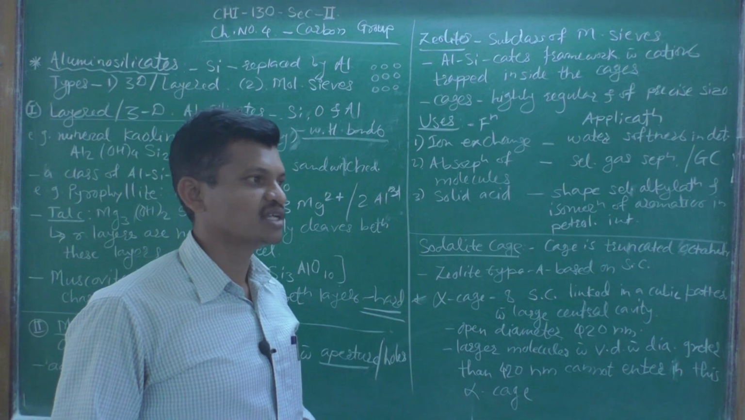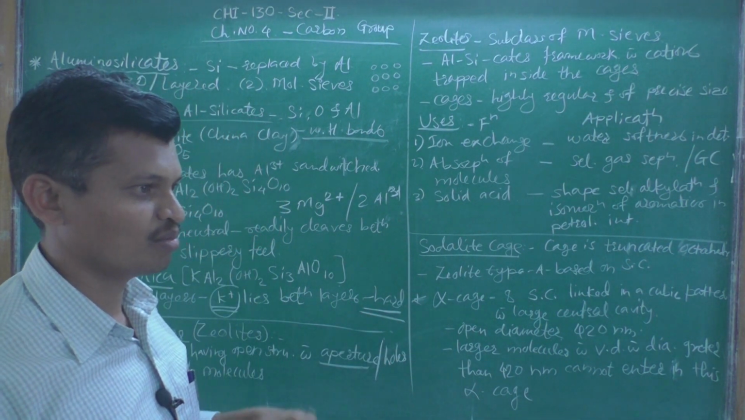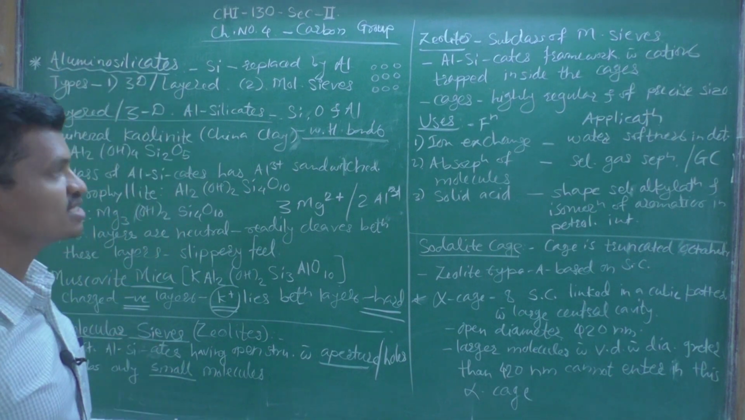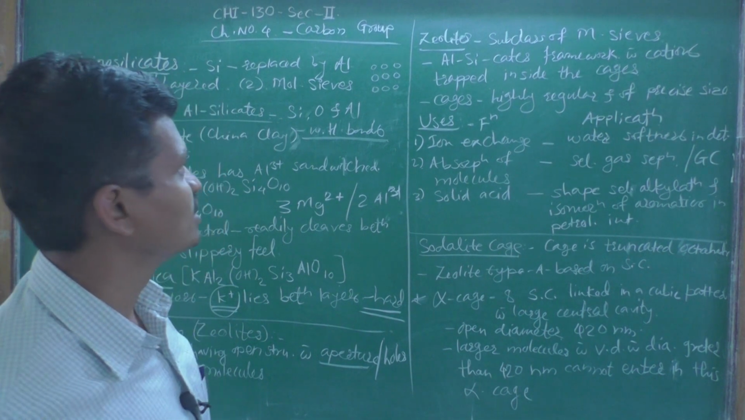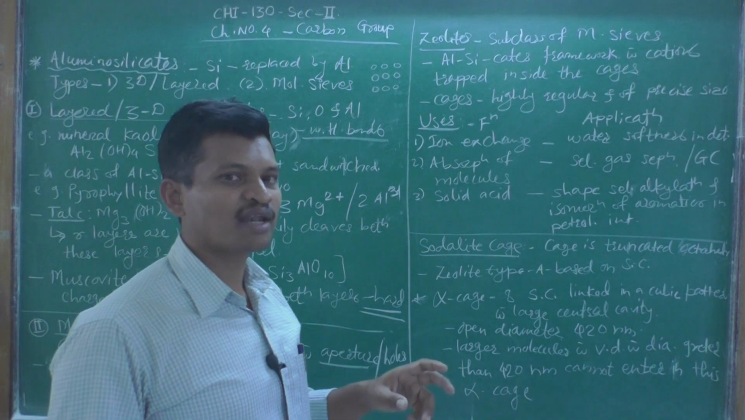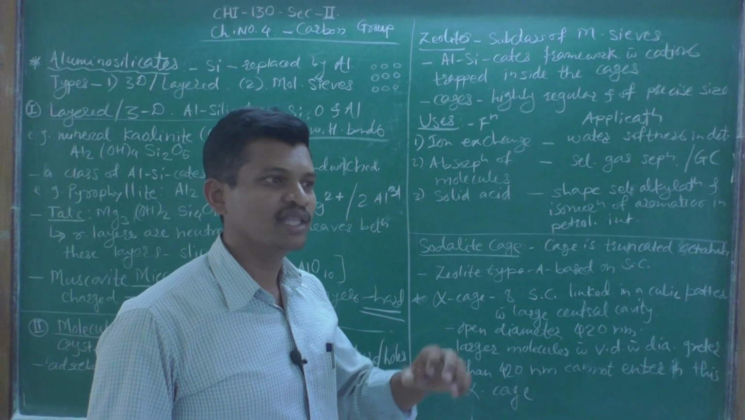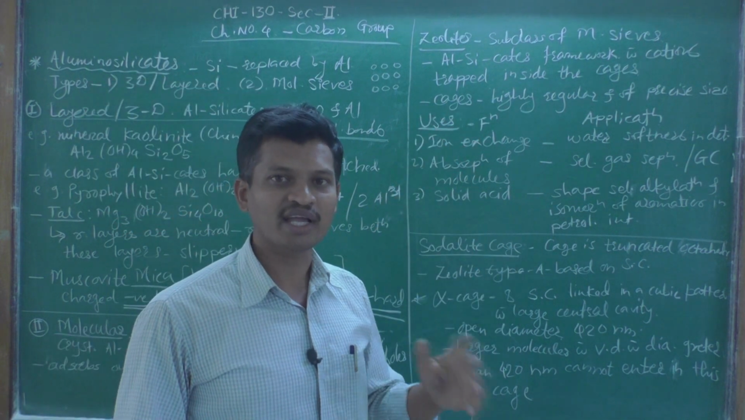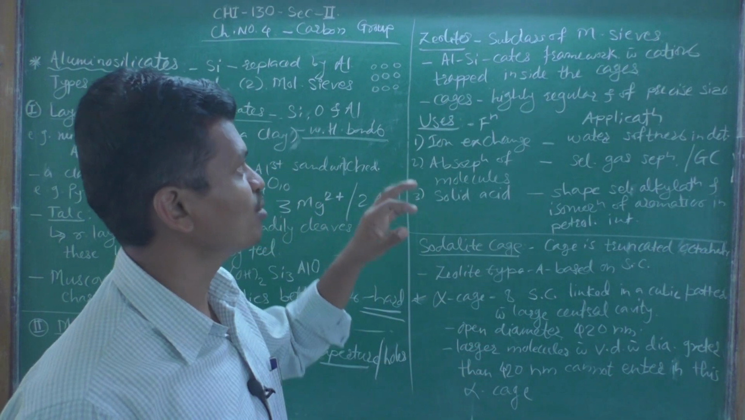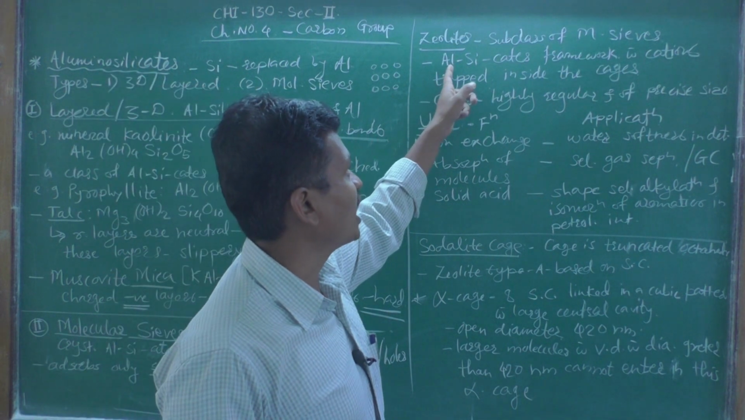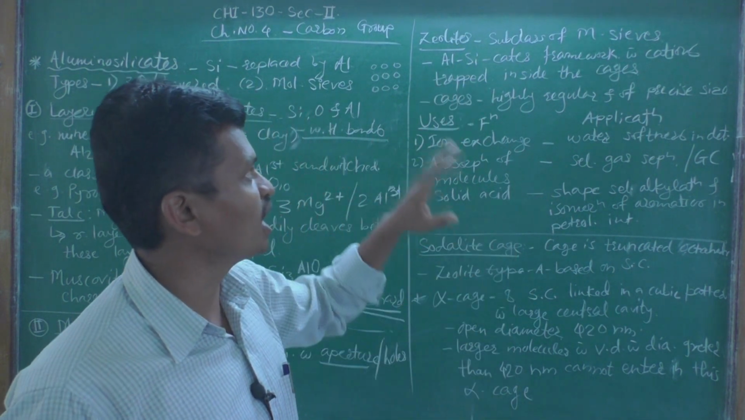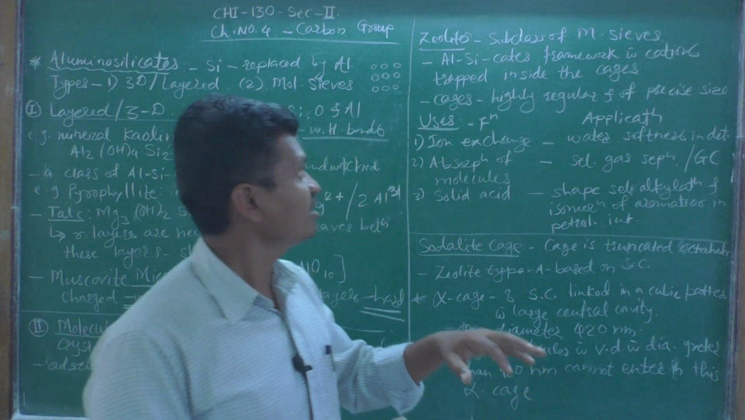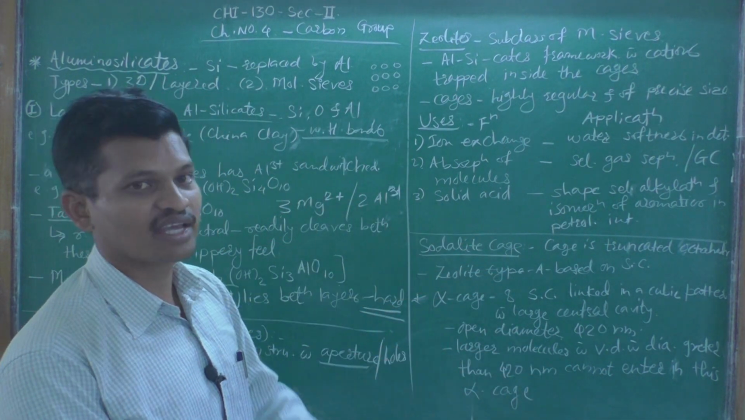That is why such substances are known as molecular sieves. Now, zeolites. Zeolites are nothing but molecular sieves, but they can be considered as a subclass of molecular sieves. These are aluminosilicates having an aluminosilicate framework with cations that are trapped inside the cages.